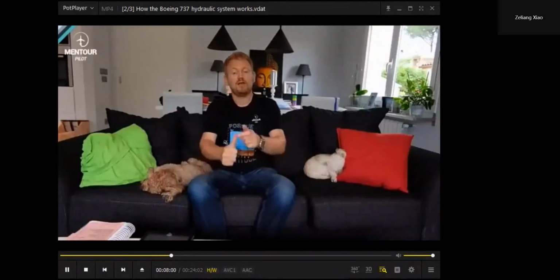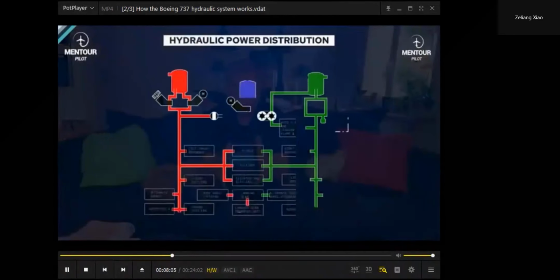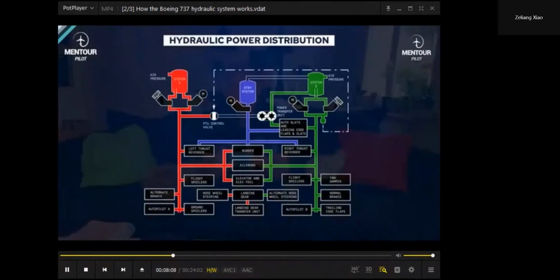Okay? So, system A, the top part is the hydraulic reservoir. This is where most of the hydraulic fluid is being kept. The reservoir is being pressurized by pneumatic air pressure that comes from either the APU, if it's running, or the engines. And it's mainly important when we're at cruising altitude to make sure that the lower pressure up there doesn't make the pumps cavitate. You need to have a certain pressure on the reservoir.